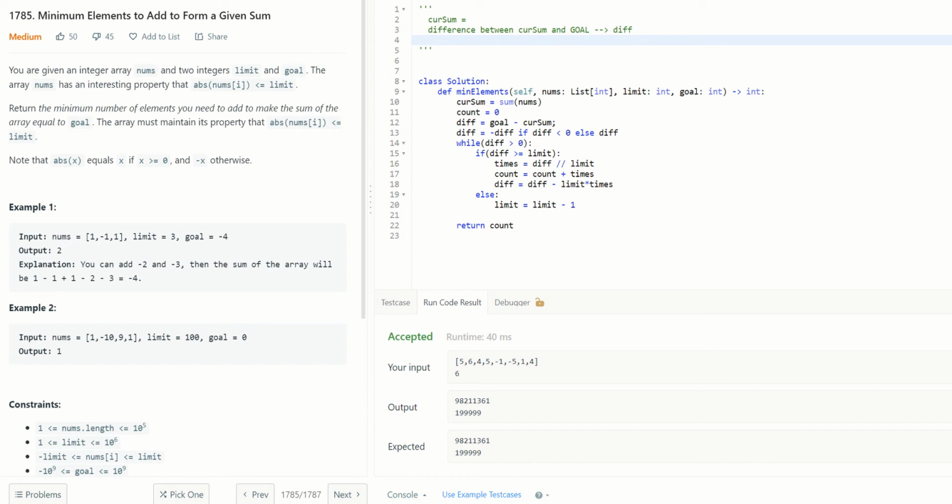So let's get started with today's problem. Minimum elements to add to form a given sum. You are given an array nums and two integers limit and goal.